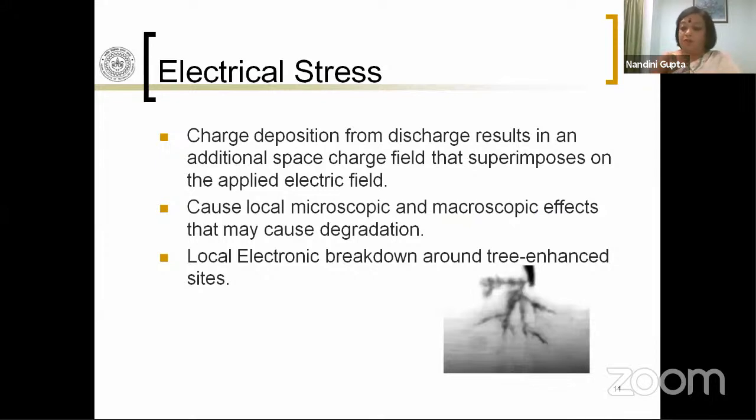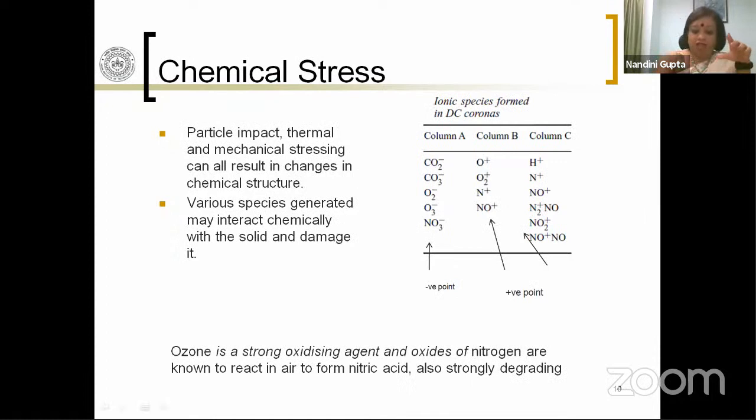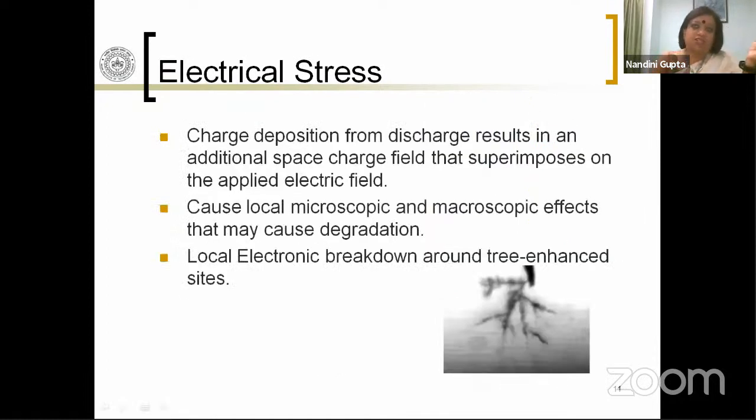Then we talk about the most important factor, that is electrical stress. You are talking about discharges, which means you're talking about a lot of charges moving around, and then these charges are getting deposited. So remember, what partial discharge does is, partial discharge actually reorganizes the charges. It transfers charges from one point to another.